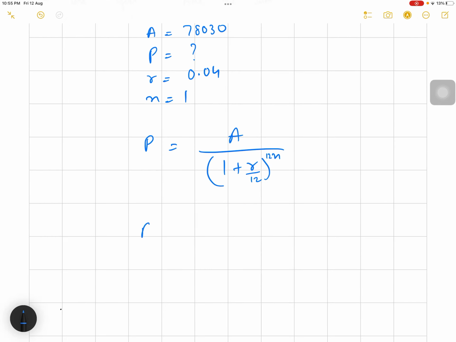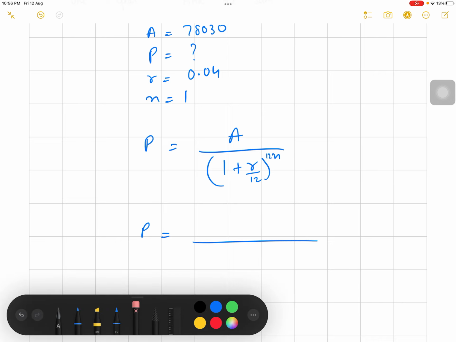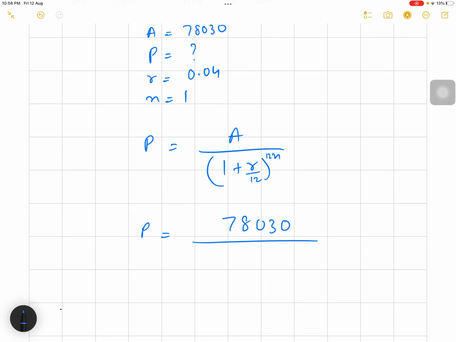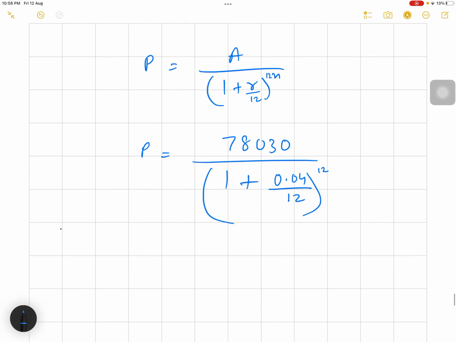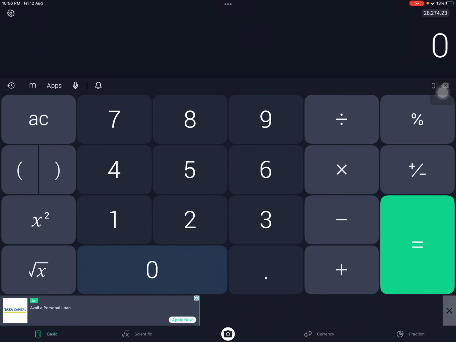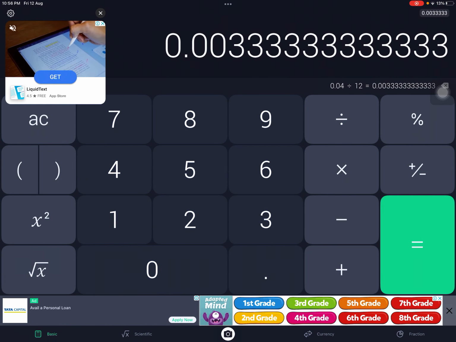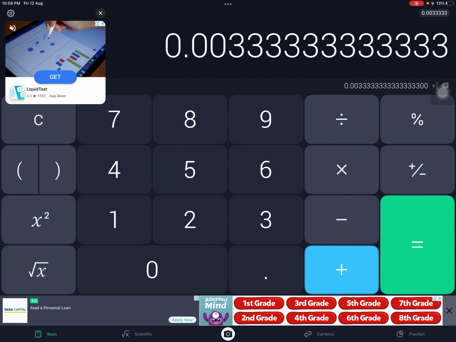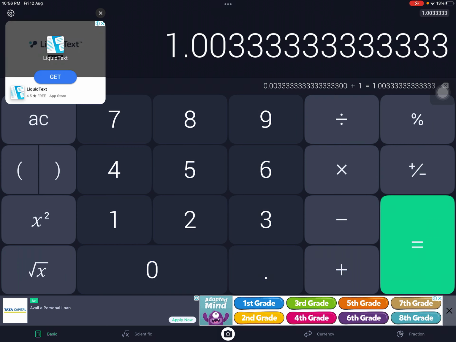So P is equal to A, which is 78,030, divided by 1 plus R, which is 0.04 divided by 12, raised to 12 into 1. 12 into 1 is 12. So 78,030 divided by 1 plus 0.04 divided by 12. 0.04 divided by 12 is this, plus 1 is this. So 1.003333. Okay, so I'll write 1.0033.